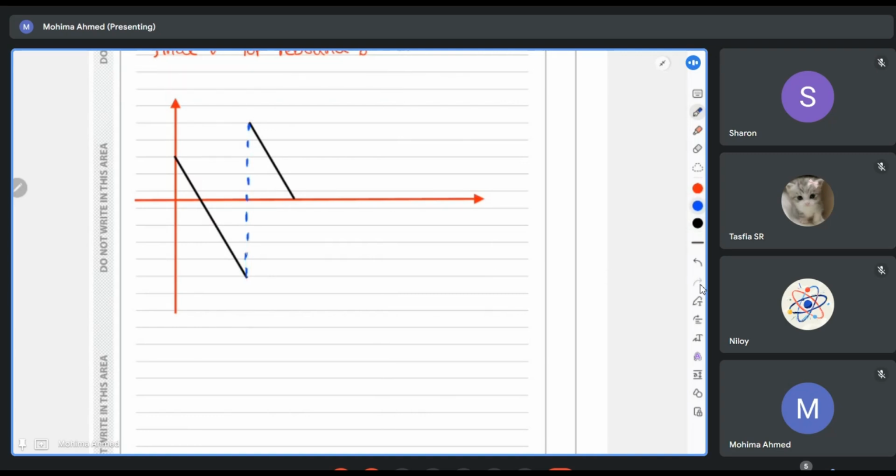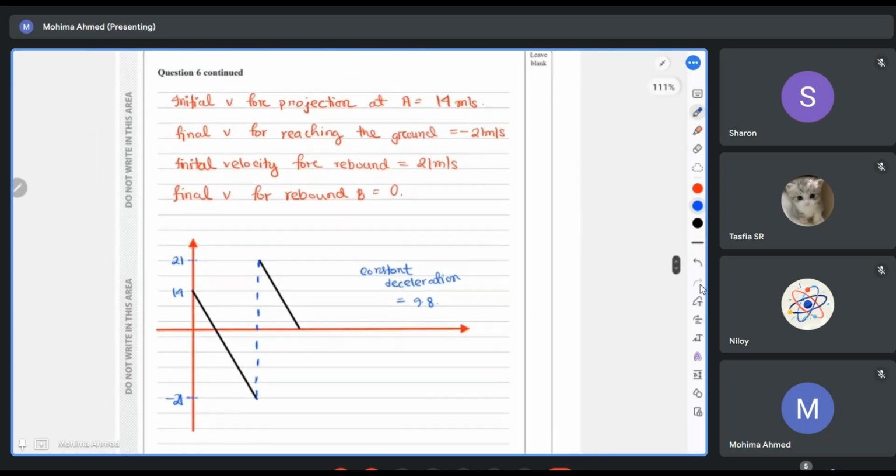This is how the graph would look. This is 14, this is 21, and this is minus 21. And obviously the lines are parallel to each other because of constant acceleration. I mean constant deceleration, right? Because both of the lines are downward sloping. So constant deceleration of negative 9.81. I mean just 9.81 would be right because we have stated deceleration over here, right? So this is how the graph would look for part C.